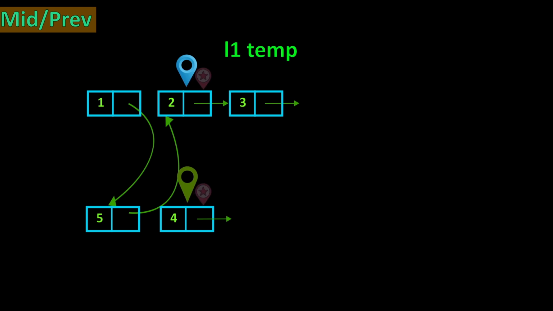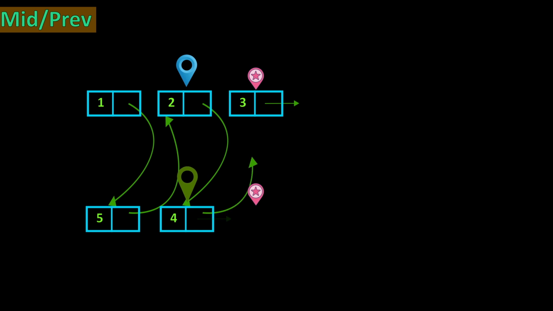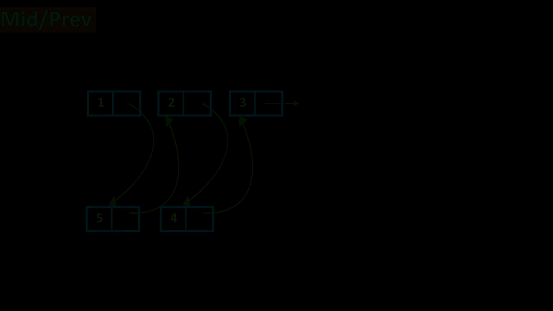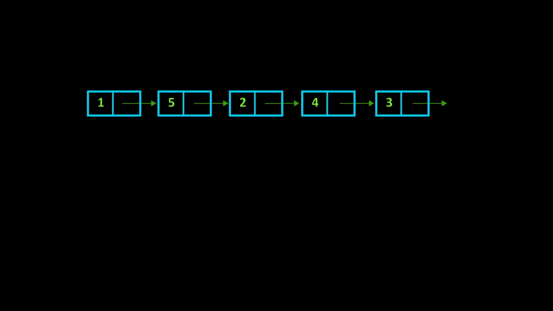Again, store linked list 1's next in linked list 1 temp. Store linked list 2's next in linked list 2 temp. Set linked list 1's next to linked list 2. And set linked list 2's next to linked list 1 temp. Now, as we can see, linked list 2 has reached none. So just stop it here. Just rearranging the linked list to be a little more readable.